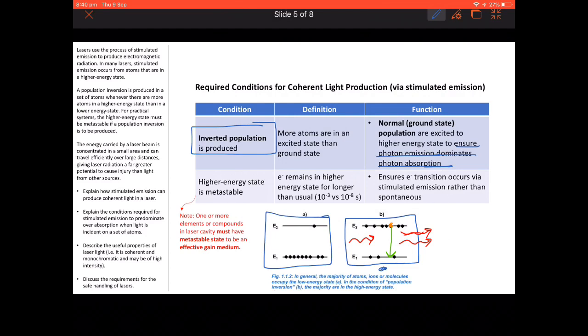Another condition is that the higher energy state needs to be metastable. And this is when electrons remain in a higher energy state for longer than usual.